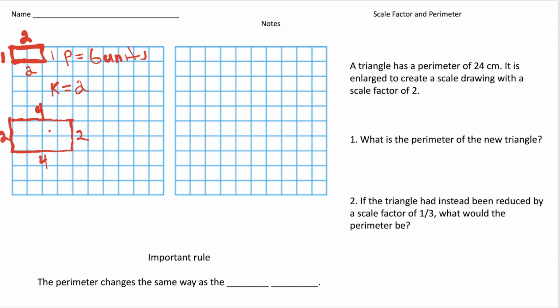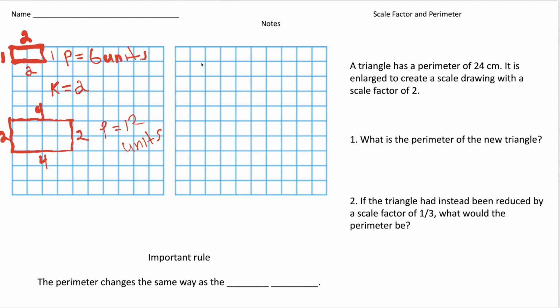Now the perimeter, notice, is going to be a little bit longer than the first one, right? So 4 plus 4 is 8, plus 2 is 10, plus 2 is 12. So our perimeter is going to be 12 units. Notice when we had a scale factor of 2, the perimeter went from 6 to 12. And when I multiply the 6 by the K value, I get the new perimeter. Let's see if that works for another type of problem.